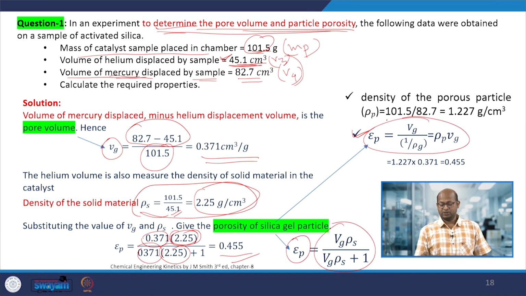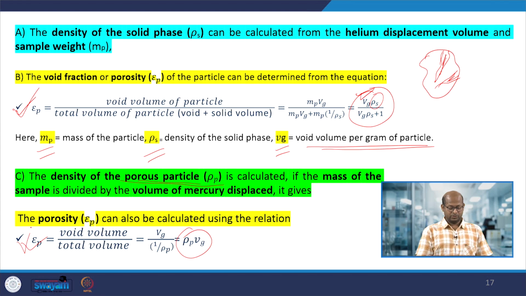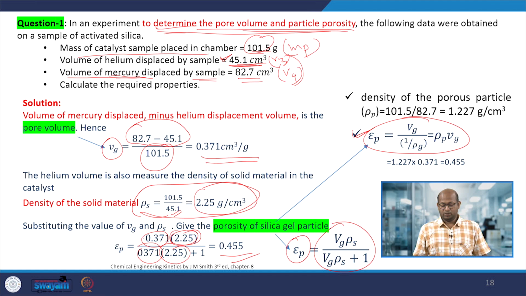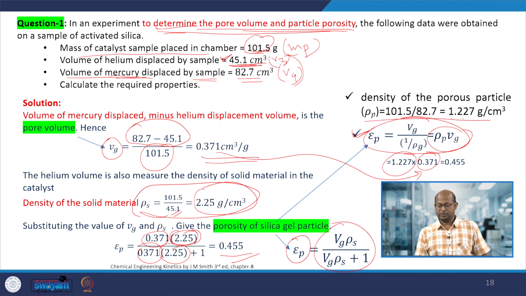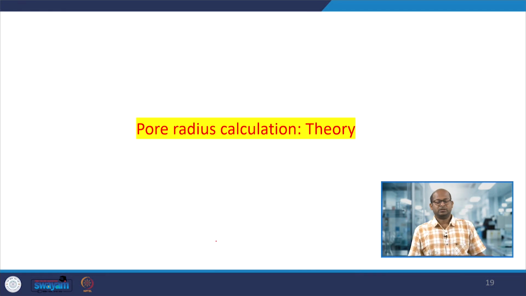Similarly, we can also use another equation if you know the particle density and the void volume or pore volume, which you have already calculated using the difference between the volumes displaced by mercury and helium, and the particle density that you can usually find out. Both ways we get the porosity of that material, which is approximately 0.455. Okay.